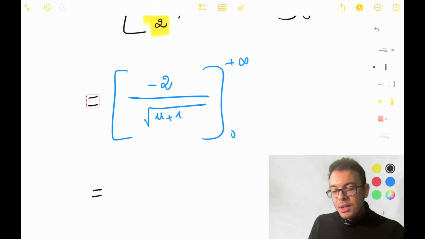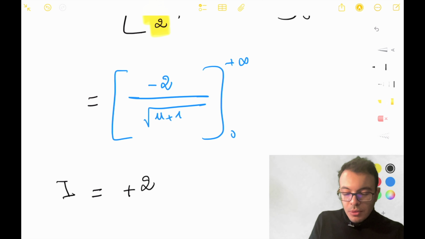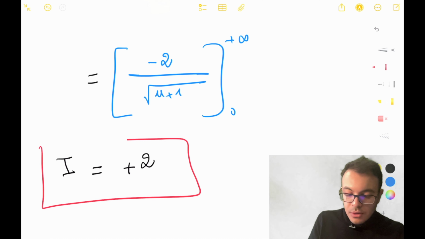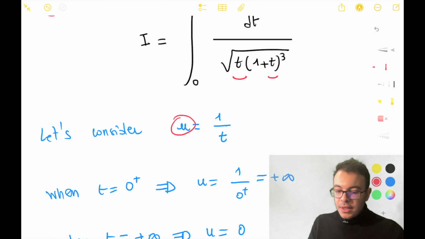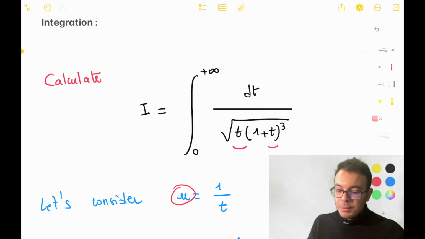In infinity, it's 0; at 0, it's minus 2, and minus minus 2 is plus 2. So the result is plus 2. Very interesting calculation, and the technique is the substitution.